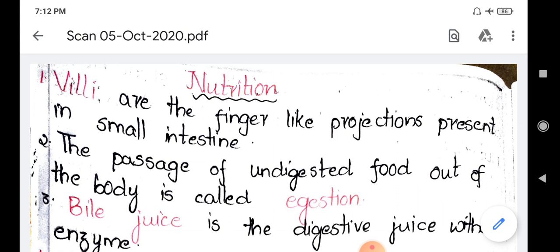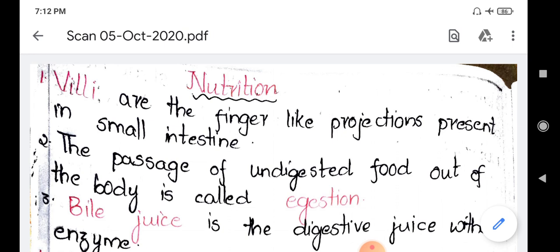Let us see the first bit. Dash are the finger-like projections present in the small intestine. So here we know that the small intestine is a very important part of the digestive system, and in the small intestine, maximum absorption of food takes place.